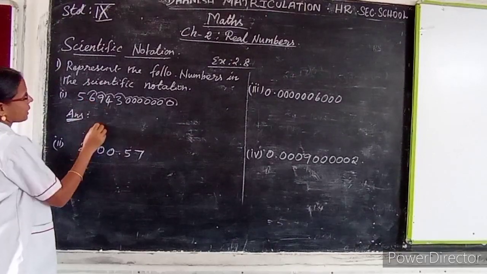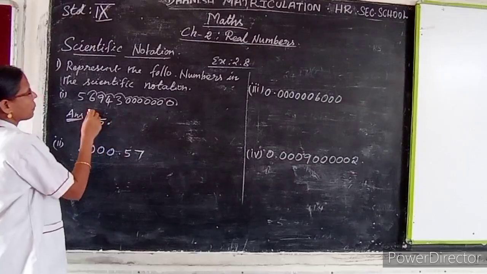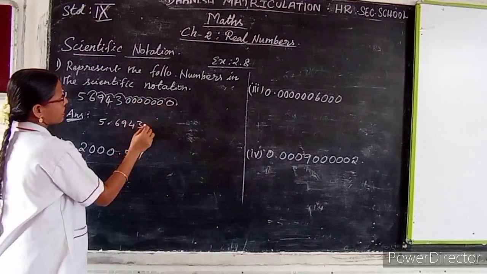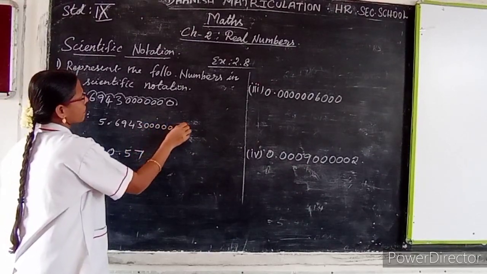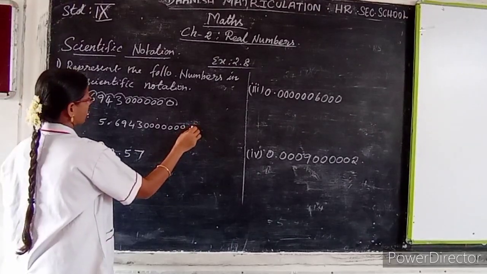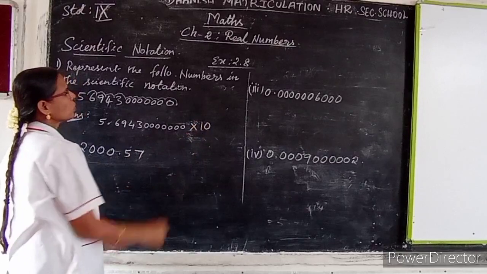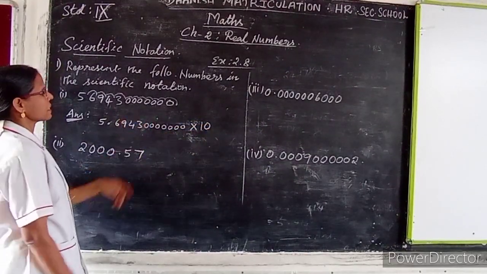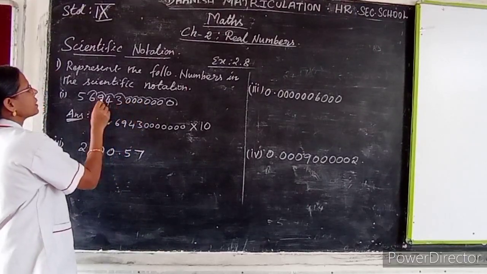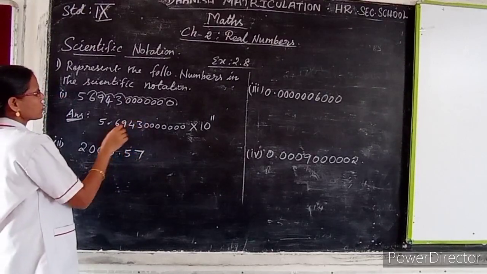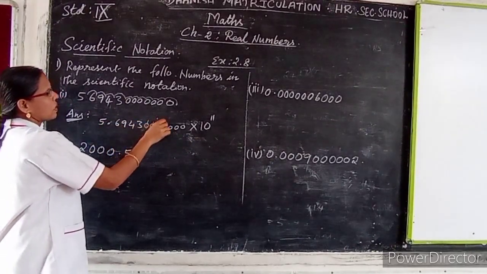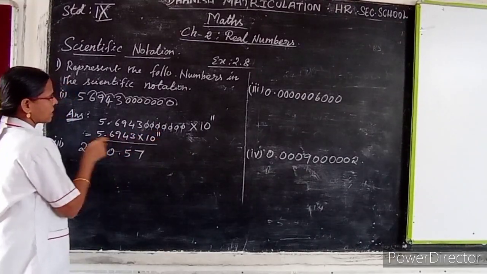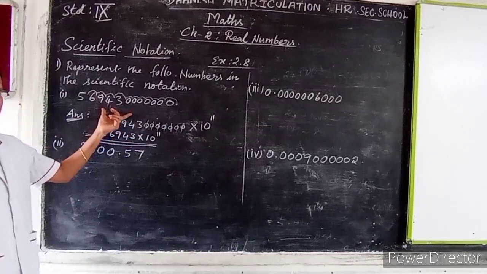So, the given number can be written as 5.6943, then 7 zeros, into 10 to the power. We move the decimal point to the left side, so we should write the power in positive. How many places do we move? 1, 2, 3, 4, 5, 6, 7, 8, 9, 10, 11. 10 to the power 11. There are no values for these zeros, only the decimal point. So write the given number as 5.6943 into 10 to the power 11. This is our answer. This is the scientific notation for the given decimal number.